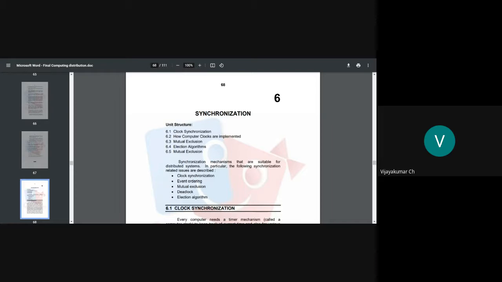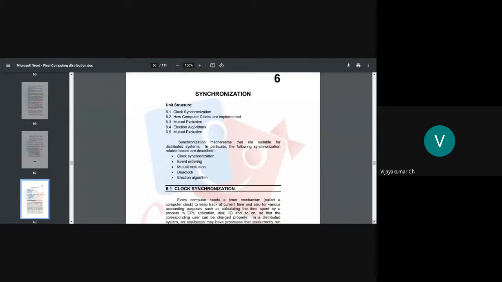Today, I want to discuss a particular topic: synchronization, which is one chapter of distributed computing. So, listen carefully. Write down the important points and side headings.